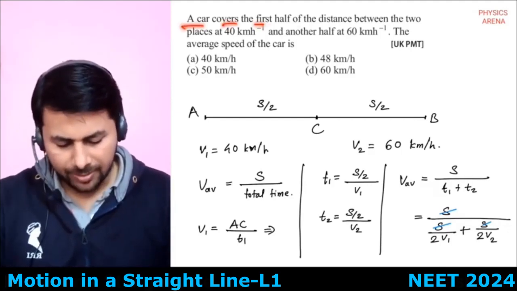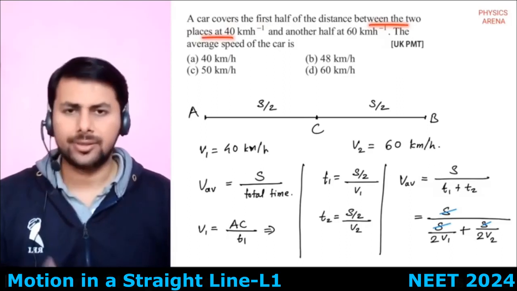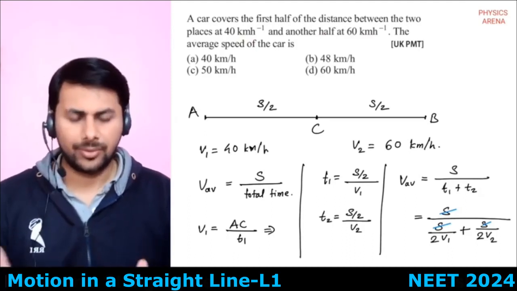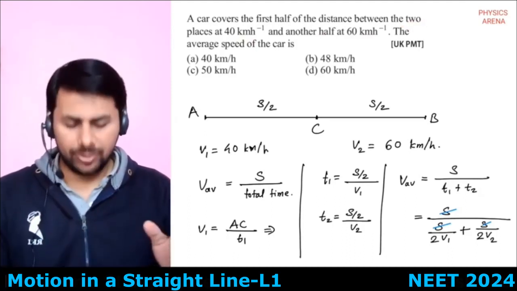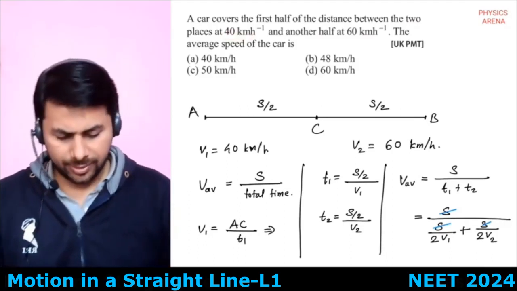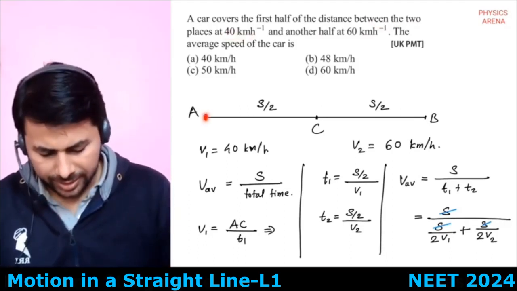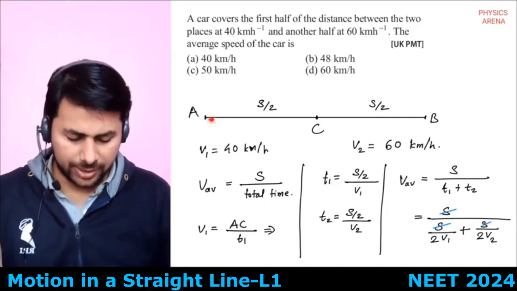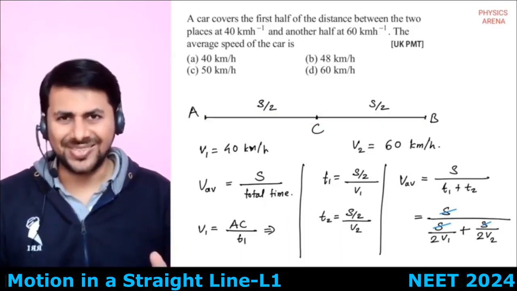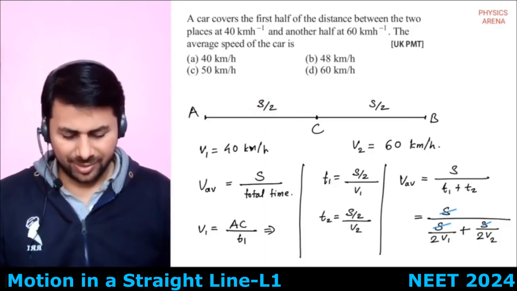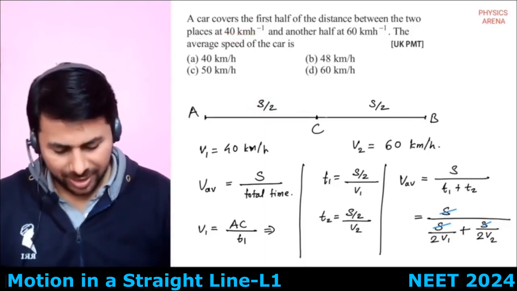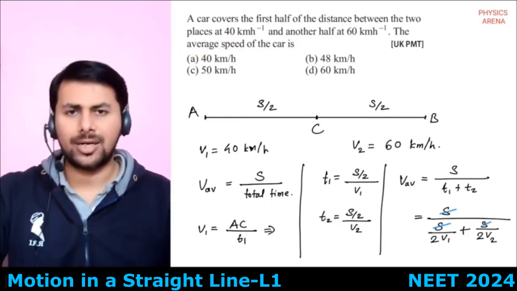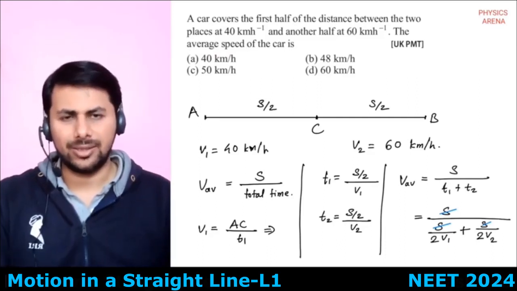A car covers the first half of the distance between the two places at 40 km per hour and the other half at 60 km per hour. So the car starts from this point and covers half of the distance. Suppose the total distance is S. It covers S by 2 with the speed of 40 km per hour and the remaining half with the speed of 60 km per hour. The average speed of the car is?